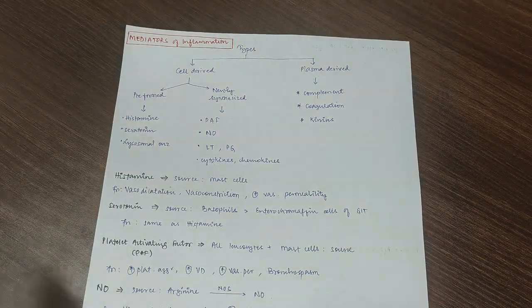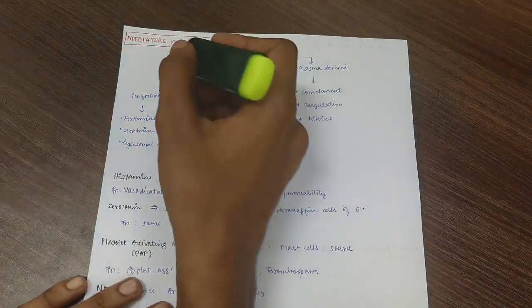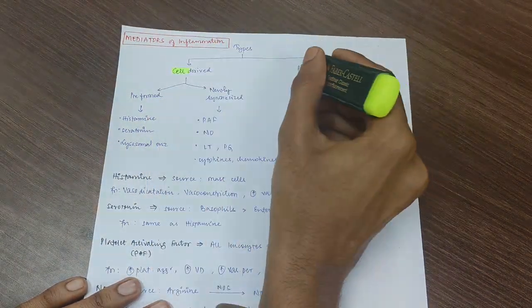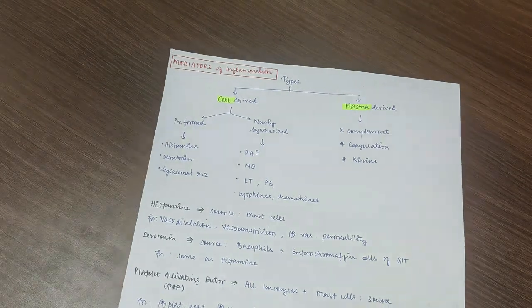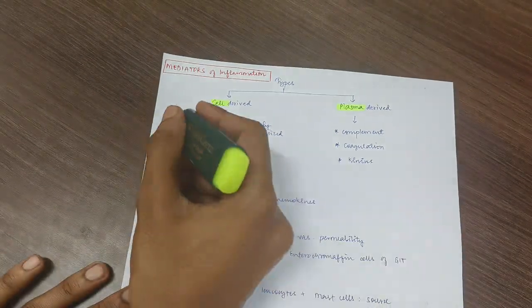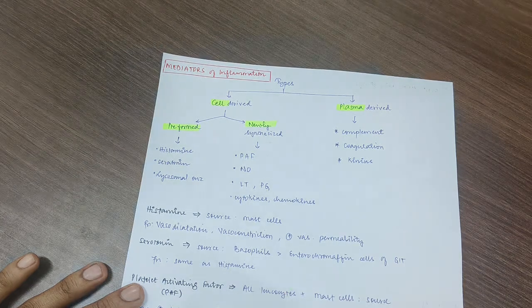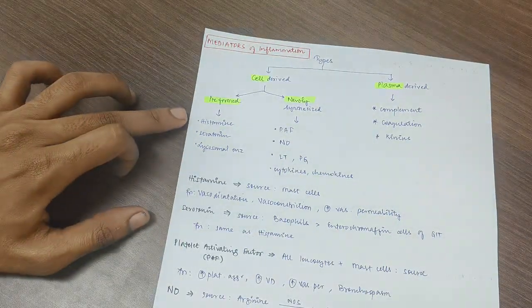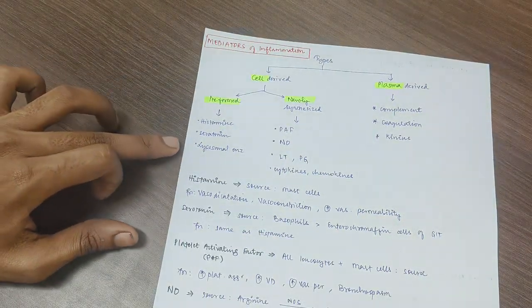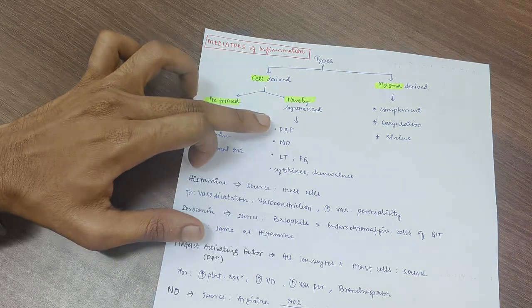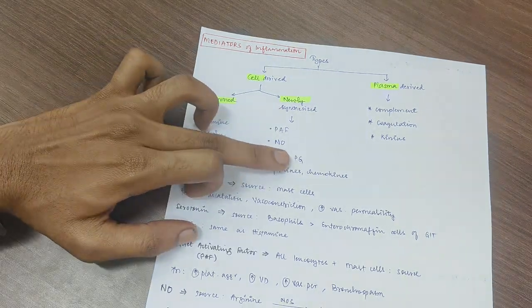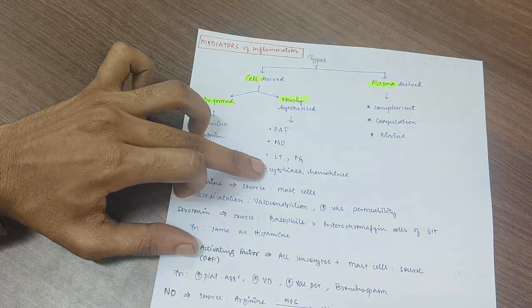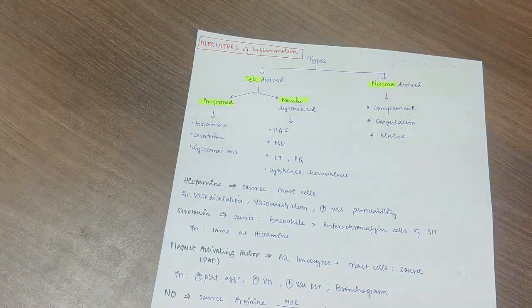In mediators there are two types: one is cell derived, the other one is plasma derived. Cell derived are of two types, that is preformed and newly synthesized. In case of preformed, it is histamine, serotonin and lysosomal enzymes. Newly synthesized are platelet activating factor, nitric oxide, leukotrienes, prostaglandins, and cytokines and chemokines. These are the things which are newly synthesized.